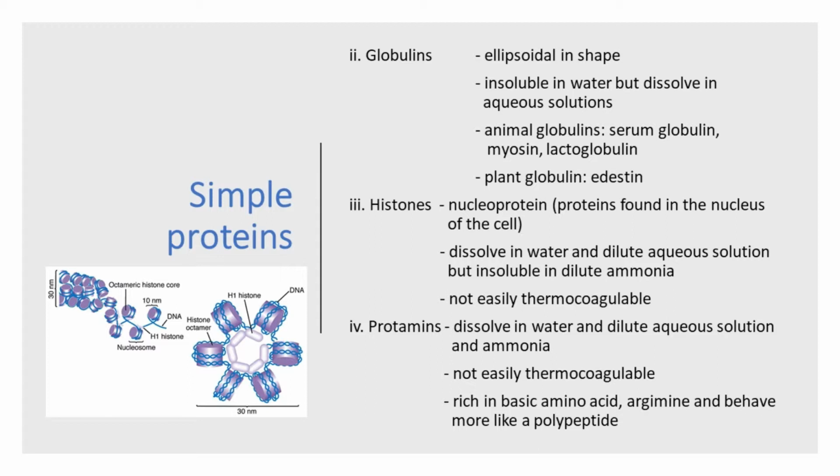Histones is nucleoprotein, proteins found in the nucleus of the cell. Can dissolve in water and dilute aqueous solution but insoluble in dilute ammonia. Not easily thermocoagulable. Protamins can dissolve in water and dilute aqueous solution in ammonia. Not easily thermocoagulable. Rich in basic amino acid, arginine, and behave more like a polypeptide.